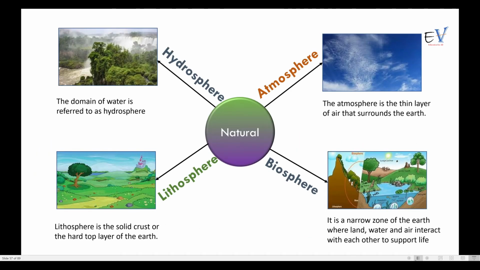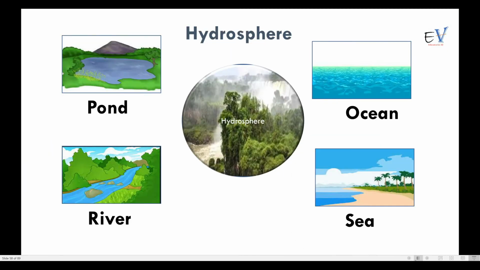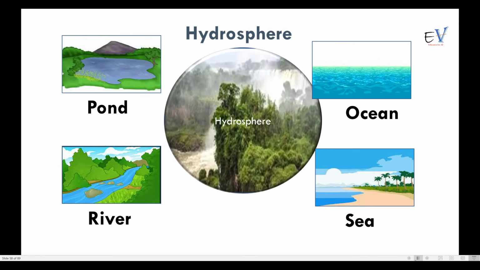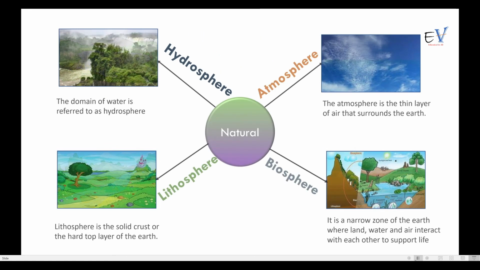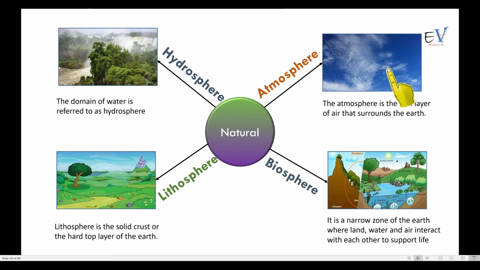Now let us look at hydrosphere. The domain of water is called hydrosphere. It comprises of various sources of water and different types of water bodies like rivers, lakes, seas, oceans, etc. It is home to a large number of animals and plants. Scientists estimate that about 1 million species of animals live in the ocean. Most of them, however, are invertebrates. Invertebrate means without backbone.